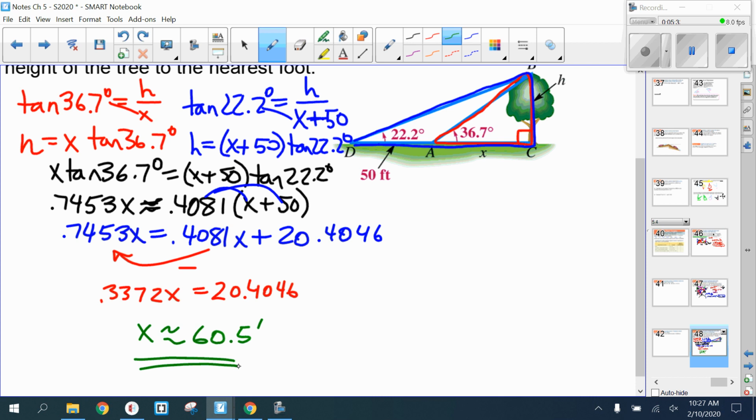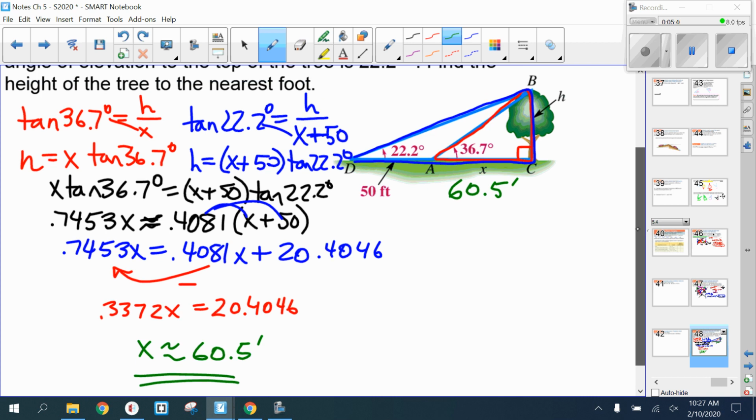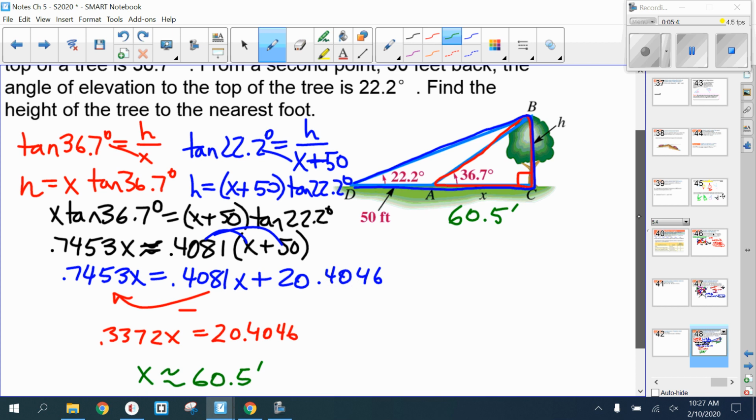Okay, x equals 60.5 feet. That's not the answer, though. That's not the answer because the question wanted to know the height of the tree. So we're just going to have to do another trig function. I would just look back at this red triangle again. That's probably the easiest thing to do. Not the only thing, but the easiest, I think.